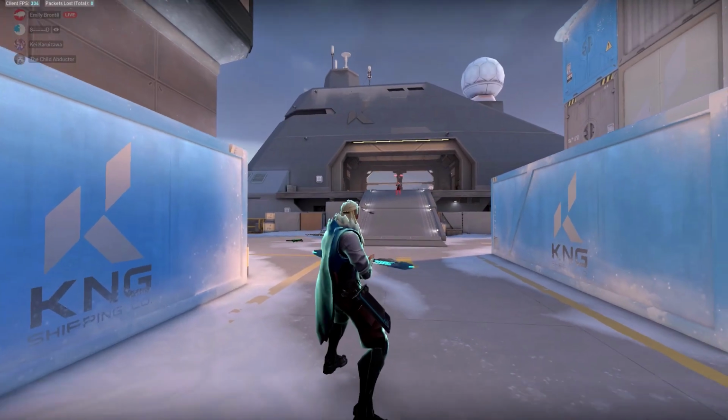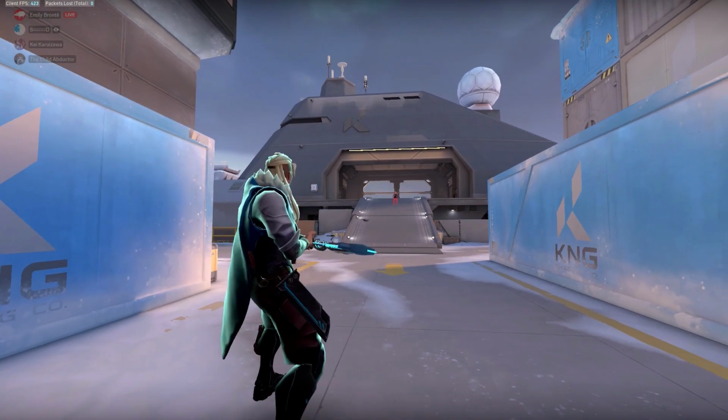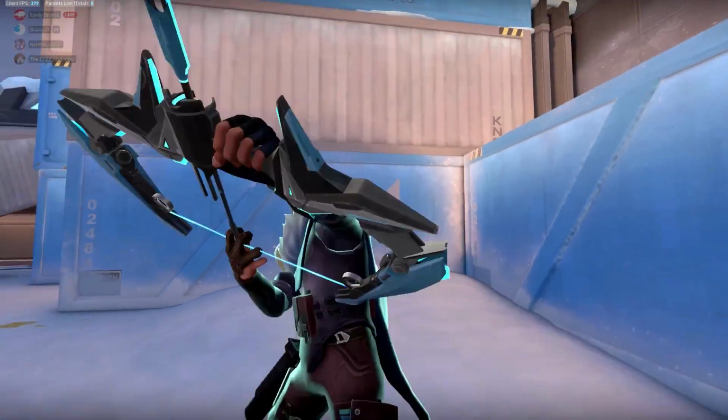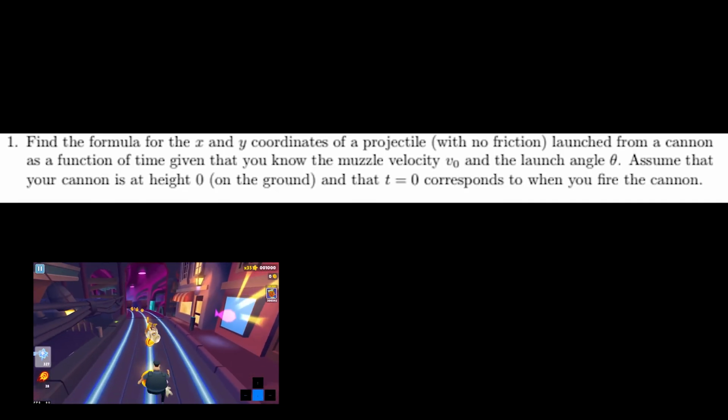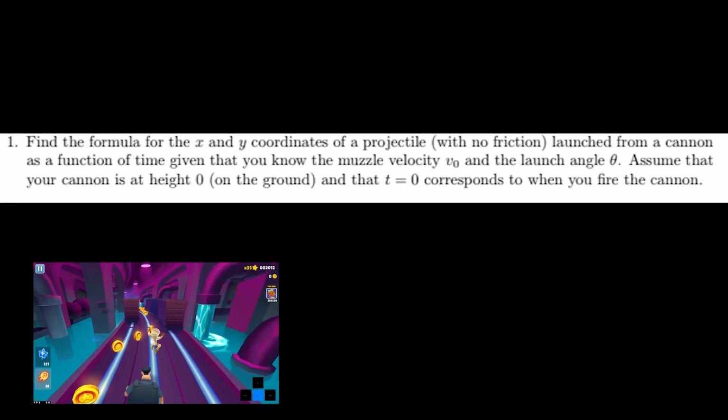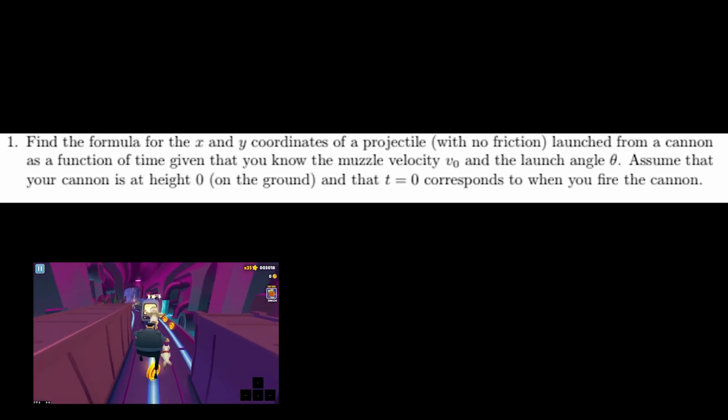Now that we have a basic understanding of the physics required, let's move on to the topic. The first question asks, find the formula for the x and y coordinates of a projectile with no friction launched from a cannon as a function of time, given that you know the muzzle velocity, v sub 0, and the launch angle, theta. Assume that your cannon is at height 0 on the ground, and that t equals 0 corresponds to when you fired the cannon.